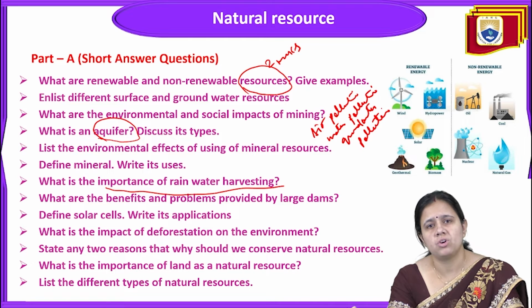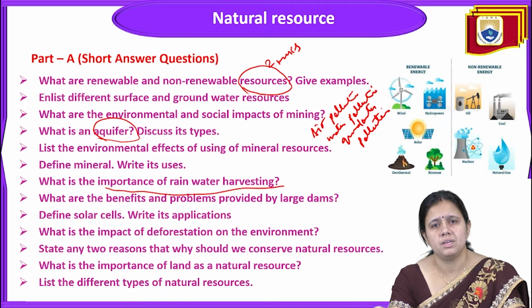You can use it for irrigation purpose. When water is not available, then you can utilize this water for washing and many other purposes. So this rainwater harvesting is very much important, and in some areas you will treat this rainwater and it can be used for drinking purpose also.